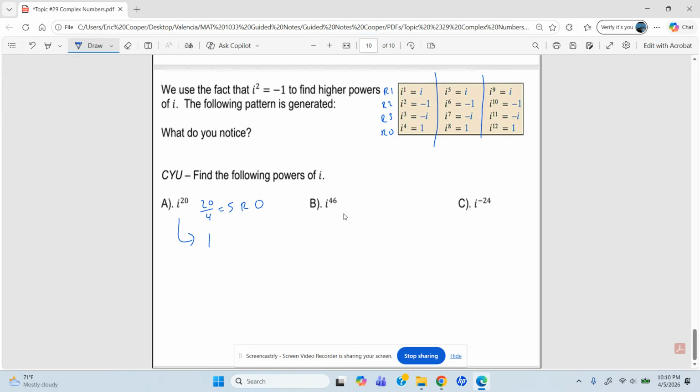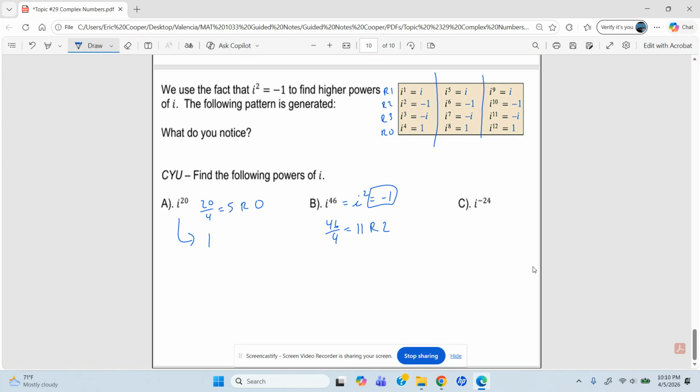Let's try it with 46. 46 divided by 4. 4 can go in evenly 11 times. 11 times 4 is 44, so I have a remainder of 2. A remainder of 2 is the same as i squared, which is negative 1. So i to the 46 is really i squared, which is simply negative 1.